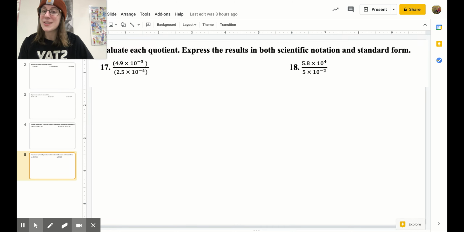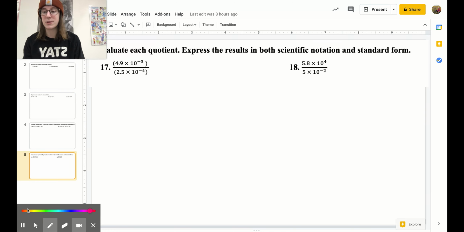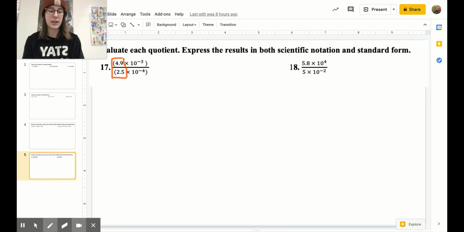The last type of problems is with division. Now, I will remind you in the rules of exponents, when you multiply, you add them up. When you divide, you're going to subtract. So just keep that in mind first. The first thing I'm going to do is deal with these numbers, the regular ones that are just kind of hanging out here. The 4.9, if I can type in my calculator, divided by 2.5. And that becomes 1.96. We can do a happy dance because, again, there's only one number in front of the decimal, so that's fine. Then we have -3, but then we need to subtract -4.